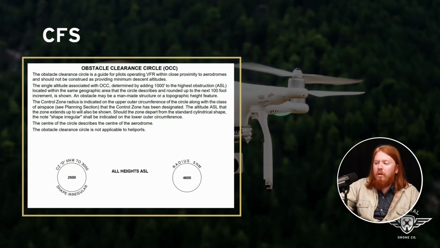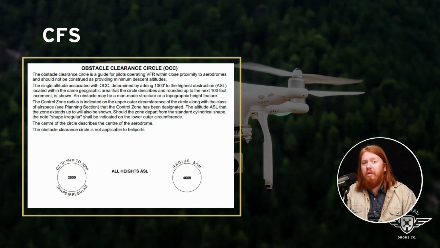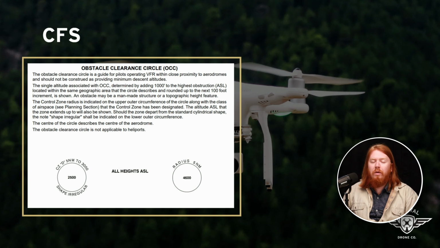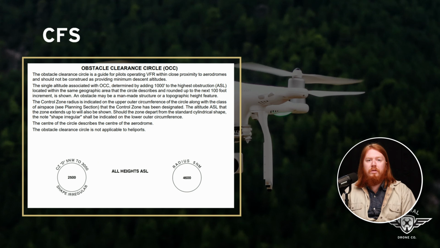But using the obstacle clearance circle, you can actually determine the class of airspace of the aerodrome where you're flying without having to use Navdrone, without having to use the site selection tool.